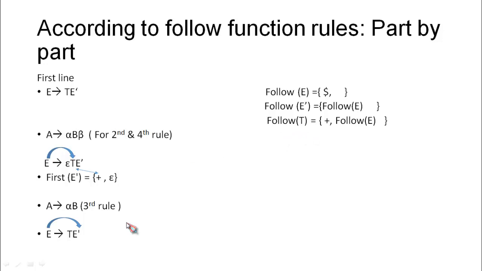And for the third rule, the production A implies alpha B: A is E, T is alpha, B is E prime. So follow of E will be placed in follow of E prime, because the third rule matches this production. So follow of E is placed in follow of E prime.